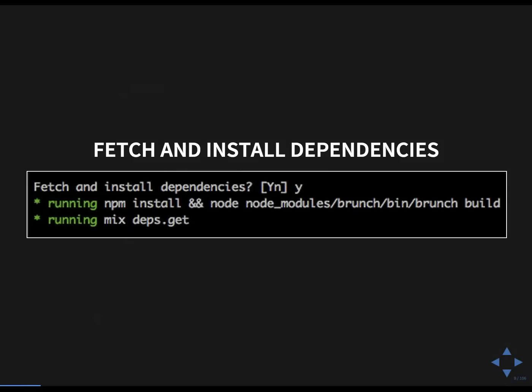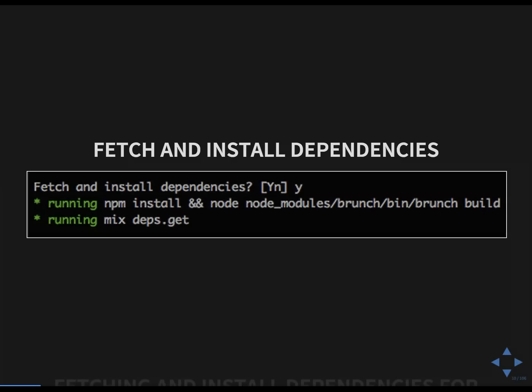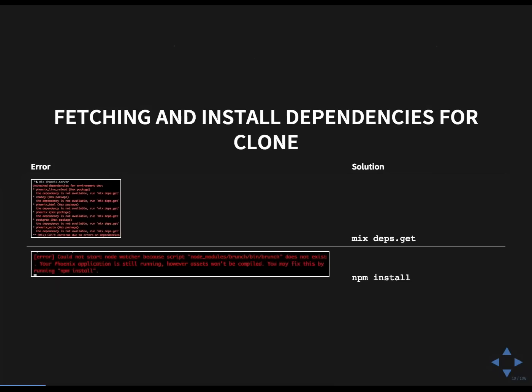mix phoenix.new is interactive, so after creating the new files from the last slide, the Mix task will ask to install dependencies. Saying yes will install JavaScript dependencies with npm install and Elixir dependencies with mix deps.get. You should take note that this only happens when you do mix phoenix.new. If you pull down a repo by cloning from GitHub, you're going to have to remember to npm install and mix deps.get. But if you forget to do it, there are red error messages when you try to start the actual server, and it'll tell you, hey, you forgot to run mix deps.get or npm install.